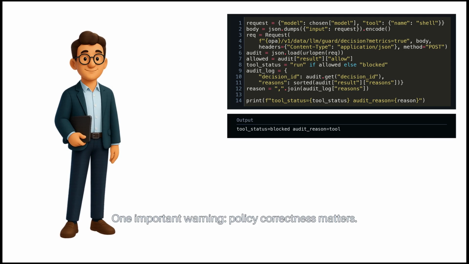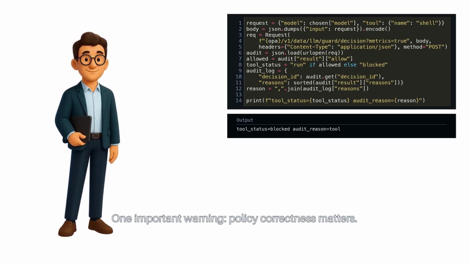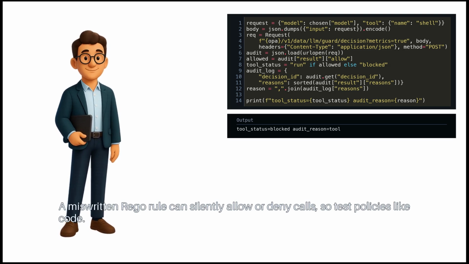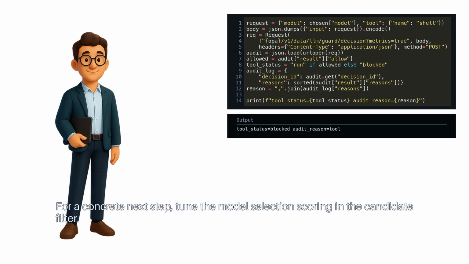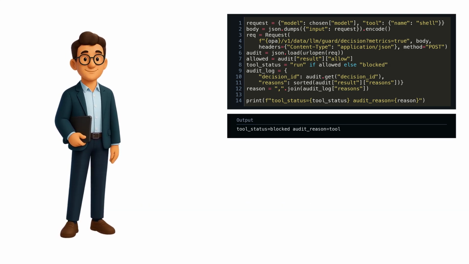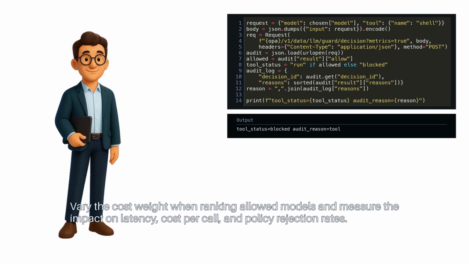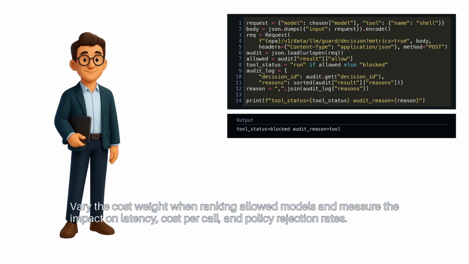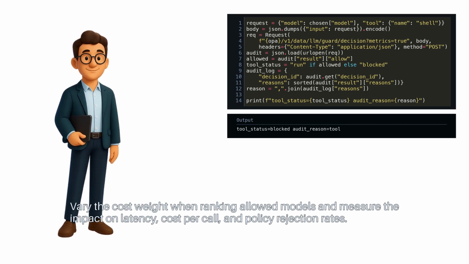One important warning: policy correctness matters. A miswritten Rego rule can silently allow or deny calls, so test policies like code. For a concrete next step, tune the model selection scoring in the candidate filter. Vary the cost weight when ranking allowed models, and measure the impact on latency, cost per call, and policy rejection rates.